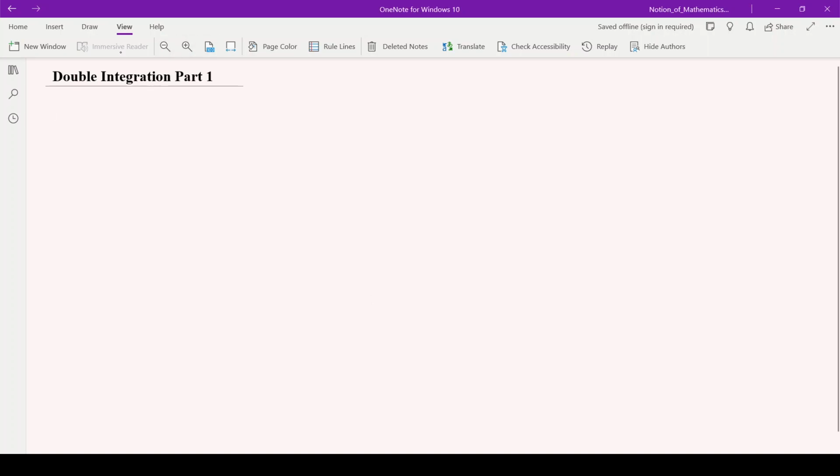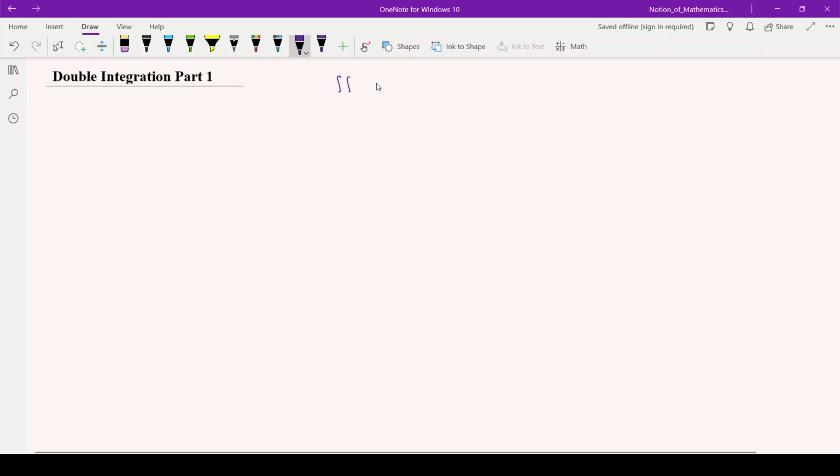Hello students, in today's video I am going to discuss the concept of double integration, and this will be the first part in the series of double integration. So students, basically what do we mean by double integration? It is double integration of this particular function f(x,y) dA, or you may write it like double integration of f(x,y) dx dy, or there might be one more way to write it, double integration f(x,y) dy dx.